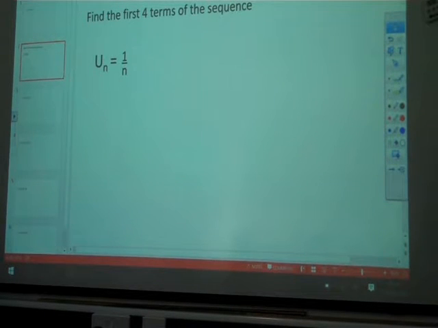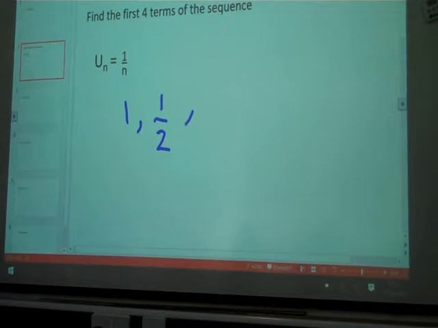Sometimes you will get a question like this, and it will say, find the first terms of the sequence u little n equals 1 over n. What that means is, you are looking for a sequence, you start with the number 1. Okay? So, if n is 1, then 1 divided by 1 is 1. You start with the next number, which is 2. 1 divided by 2 is 0.5 or a half.